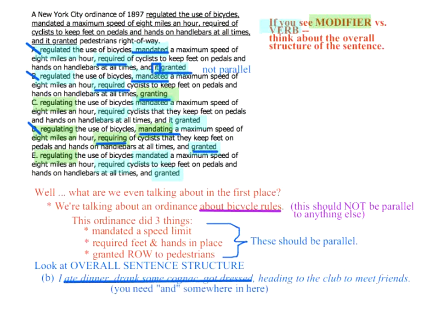So C is required, mandated, required, and it granted. So actually you've got the same issue that we talked about before. I don't know why we didn't notice that before. Mandated, required, and it granted. Again, if you don't know why the it is a problem, watch some of the earlier study halls on parallelism. C is not problematic sentence structure-wise, but it is problematic in terms of parallelism.